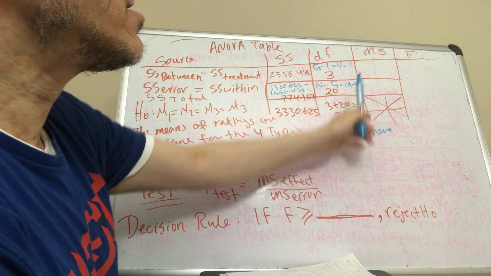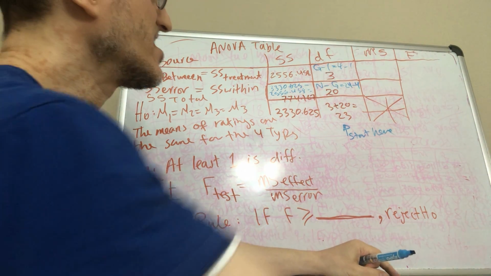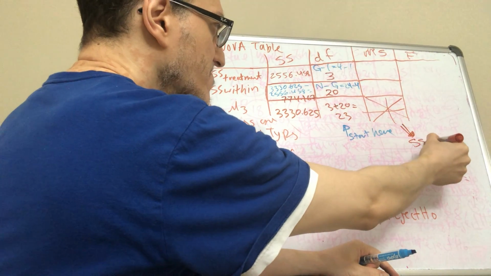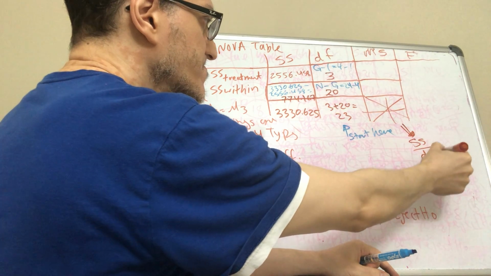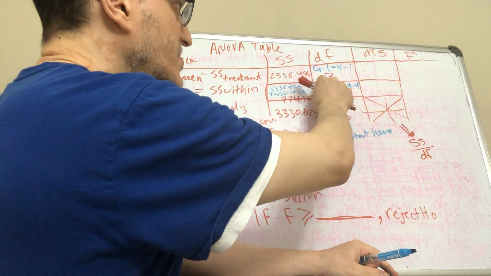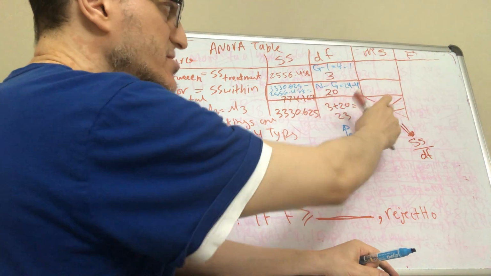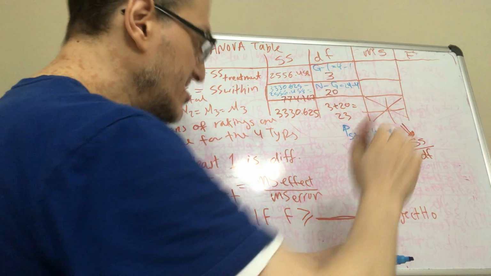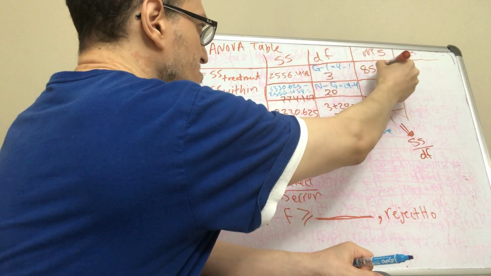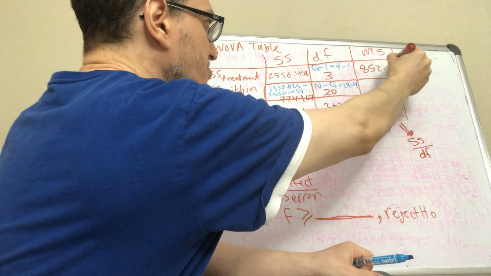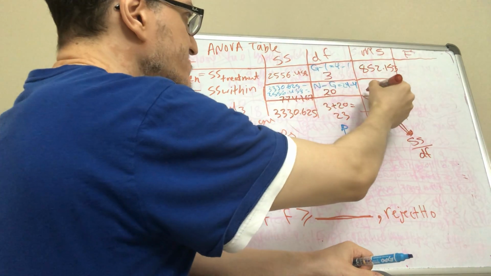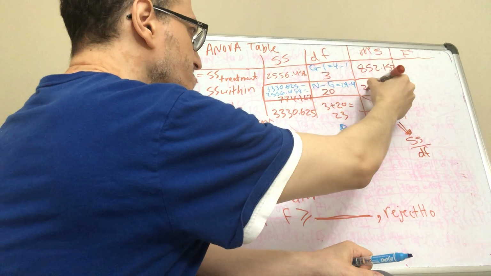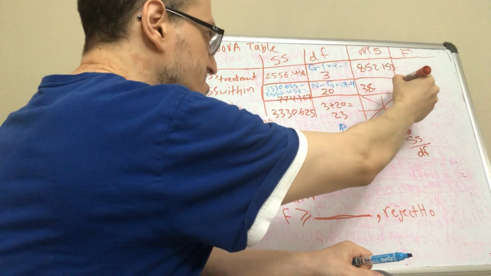We're also assuming we're not given MS. MS is SS over degree of freedom. So this one over 3, this one over 20. You don't need the total anymore. So if you divide the first one by 3, you get this number, 852, 153. And 774 over 20, you get the other number, 38708.